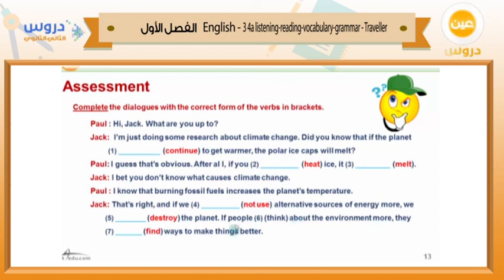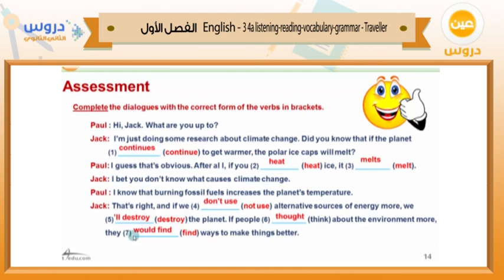If people think about the environment more, so we change it here. If the people thought about the environment more, they would find ways to make things better. So if we have here, if people thought about the environment, they would find. And if we keep it, if people think about the environment, they will find ways to make things better. And both are correct. You can use it in conditional 2: if people thought about the environment more, they would find. And if you say, if people think about the environment more, they will find some ways to make things better.